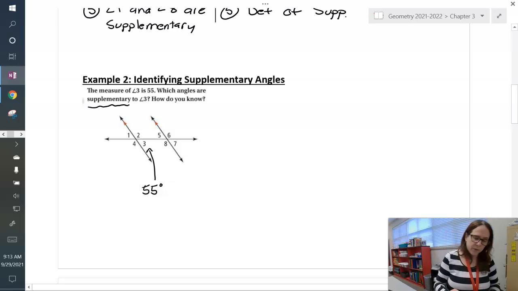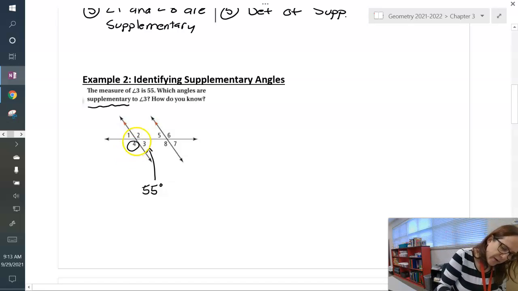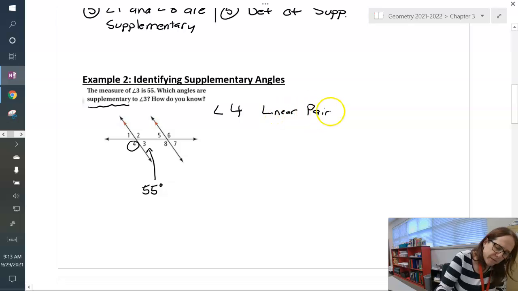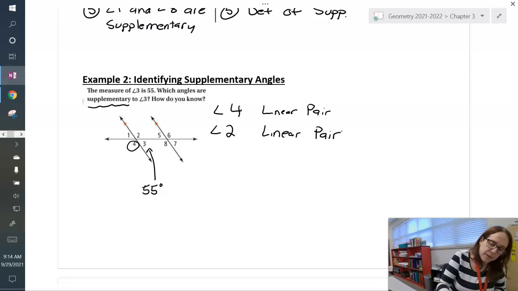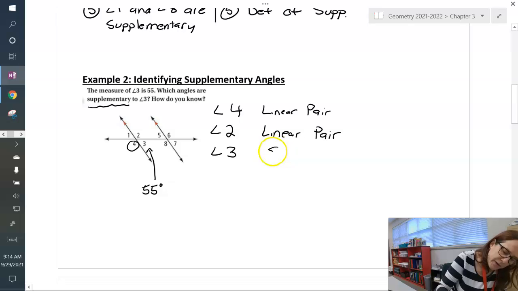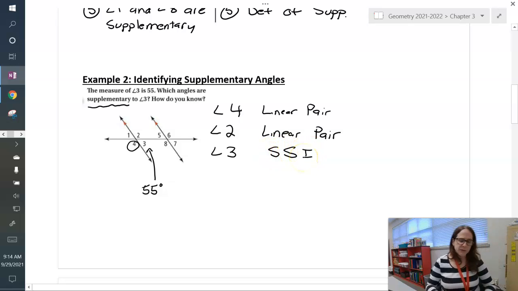Well, the first thing I notice is angle 4 and angle 3 make a linear pair. So angle 4, linear pair. Same thing for angle 2. That's also a linear pair with 3. Now who else is supplementary? Well, angle 3 and angle 8 are same side interiors. So angle 3, same side interiors. Sorry, that should be angle 8.